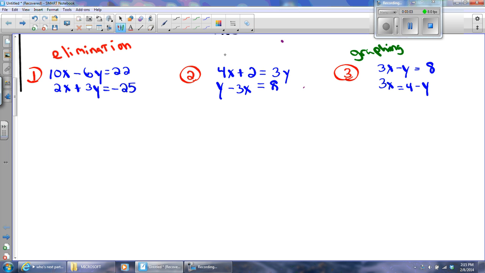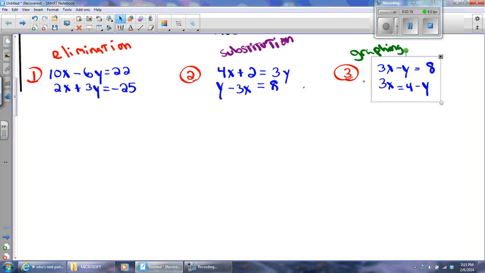Okay, now I'm not going to solve them in order. I'm going to solve the one that I think is easiest. If my favorite method is graphing, I'm going to do that one first. In fact, you know what? Graphing is pretty easy for me. I think I will do the graphing first.